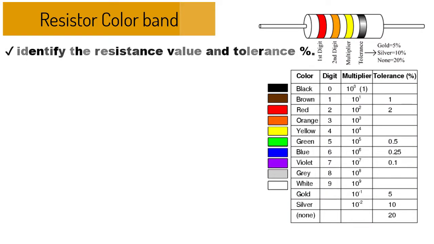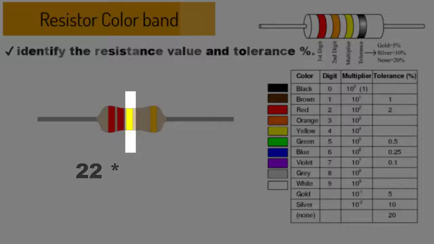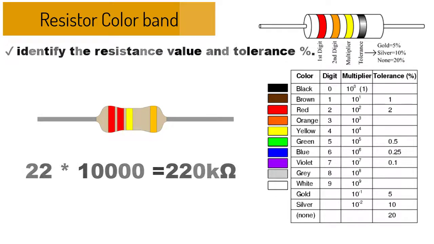With the help of this chart, let's evaluate the resistance value of 4-band resistor having the following color band. The first and the second color band is red, so let's write the value of red from the chart, which is 2. Now the third color band is yellow, whose value is 10 to the power 4. Finally, on evaluating, the result will be 220 ohms with 5% tolerance.